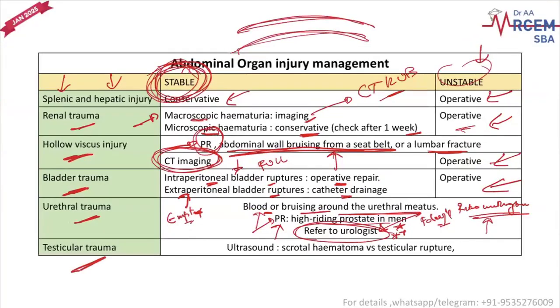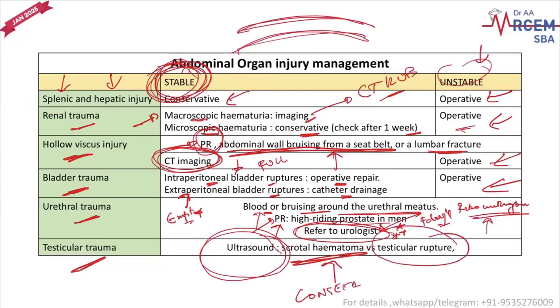Any testicular trauma, if present, an ultrasound of the testis, the scrotum, needs to be done. Because if it is just a scrotal hematoma, it can be managed conservatively. If it is a testicular rupture, operative management is required. That's why you will get an ultrasound scan done.